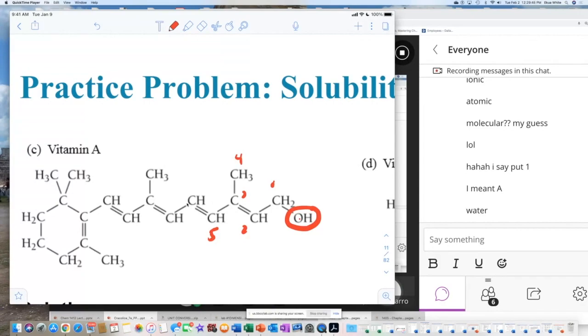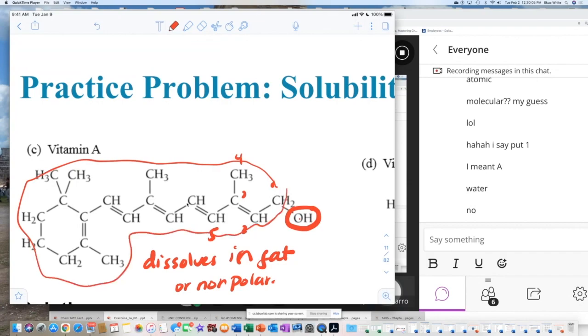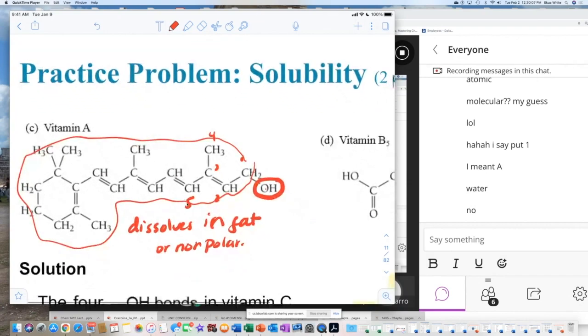Does it dissolve in water? Okay, dissolves in fat or anything nonpolar. Plus, we know vitamin A to be an oil, right? Or very oily, right? Because look at all of that. The CHs are essentially fatty. So yeah, in fat or anything nonpolar.